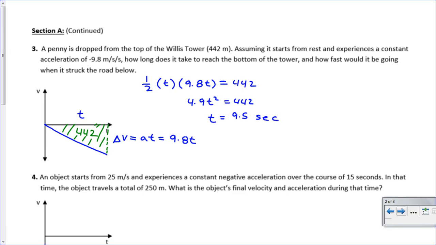So that asked, how long does it take to reach the bottom? So this is one of our answers. The next thing we need to know is how fast it's going to be going when it gets there. So to do that, we need to complete this delta V equation now that we know what time is. So this equals 9.8 times our time, which was 9.5. 9.8 times 9.5 equals 93.1.